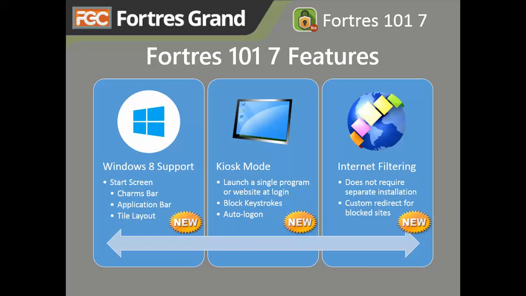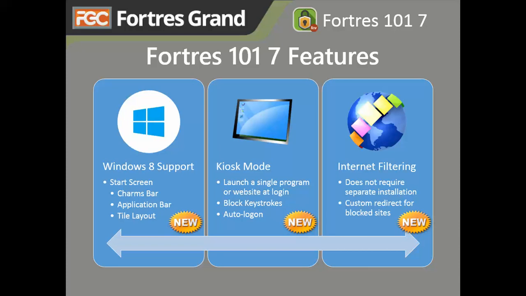With kiosk mode, Fortres 101.7 allows you to launch a single program or website at login and then have that be the only program that the user is able to interact with while they're logged into the machine. Along with kiosk mode, you can block keystrokes, so if you're going to a website and you don't want users to be able to use Internet Explorer shortcuts to organize favorites or do other things, you can restrict that in kiosk mode. And you can also use kiosk mode to configure auto logon so that as soon as the machine boots, it immediately logs in and launches the kiosk program.